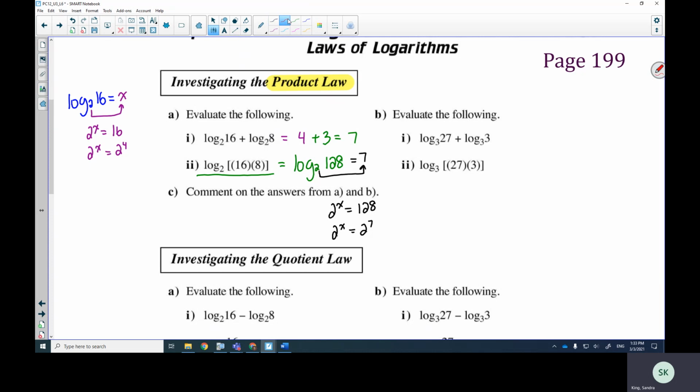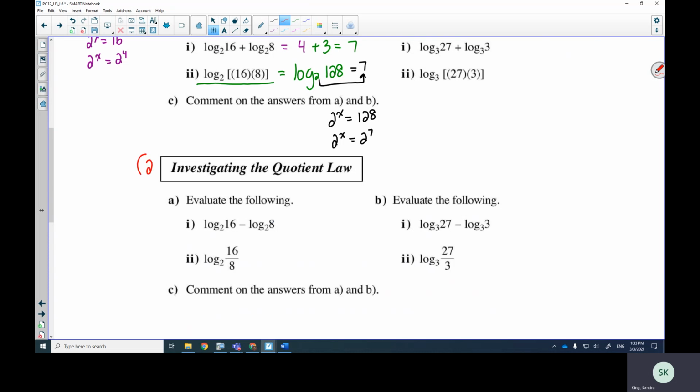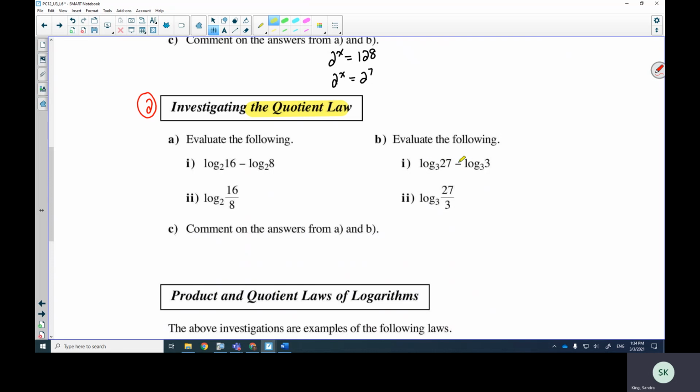So let's write number 1 for that first law. The second law is the quotient law. We'll highlight quotient law. Let's do this question over here. For the quotient law, again, let's first evaluate each log individually. So log base 3 of 27, let's just do that in our heads. 3 to what power would give me 27? And Viola, what answer would that be? 3, yes. So this would be a 3 minus log base 3 of 3.